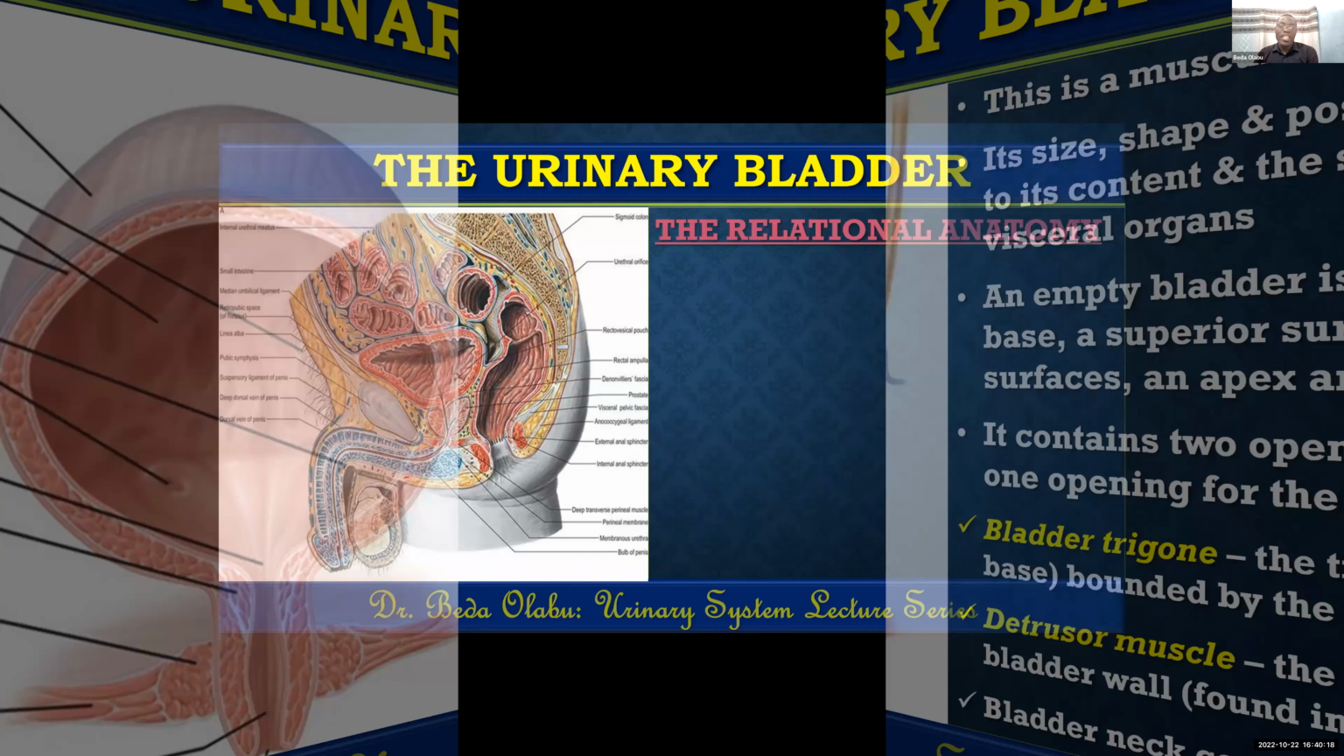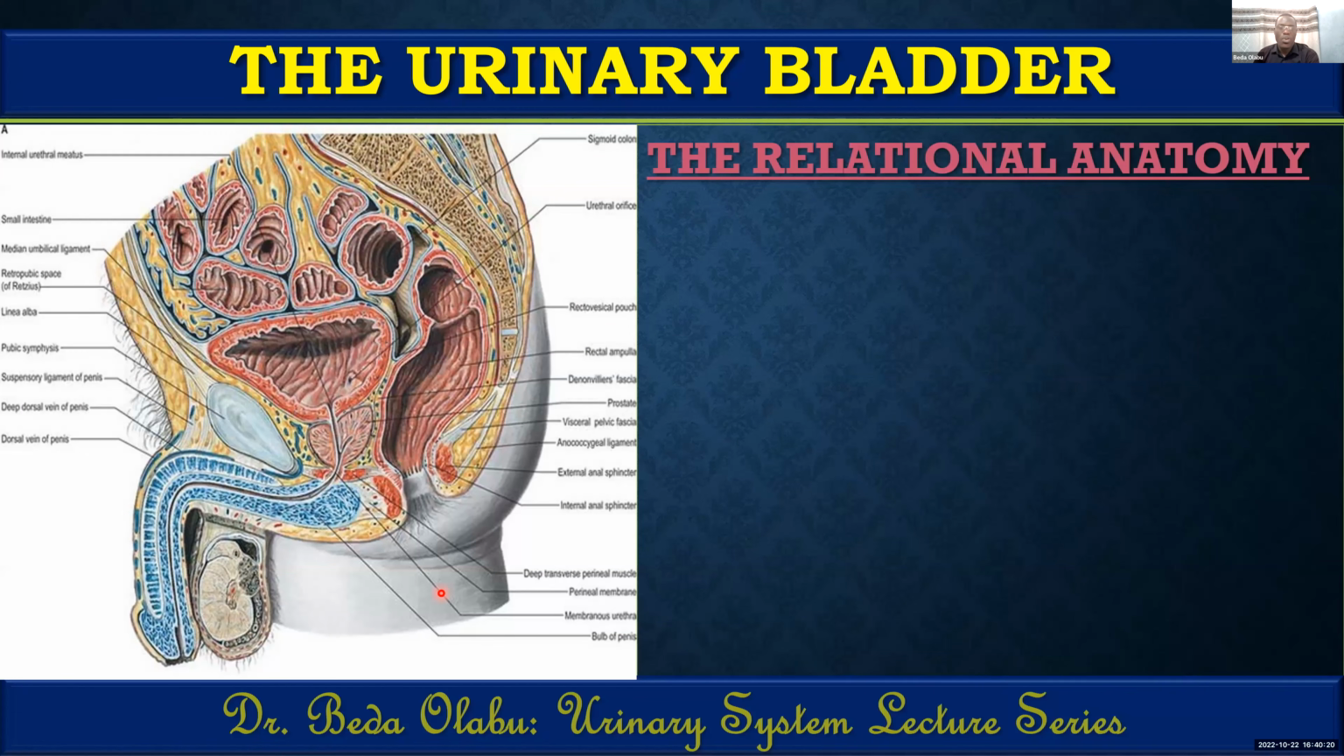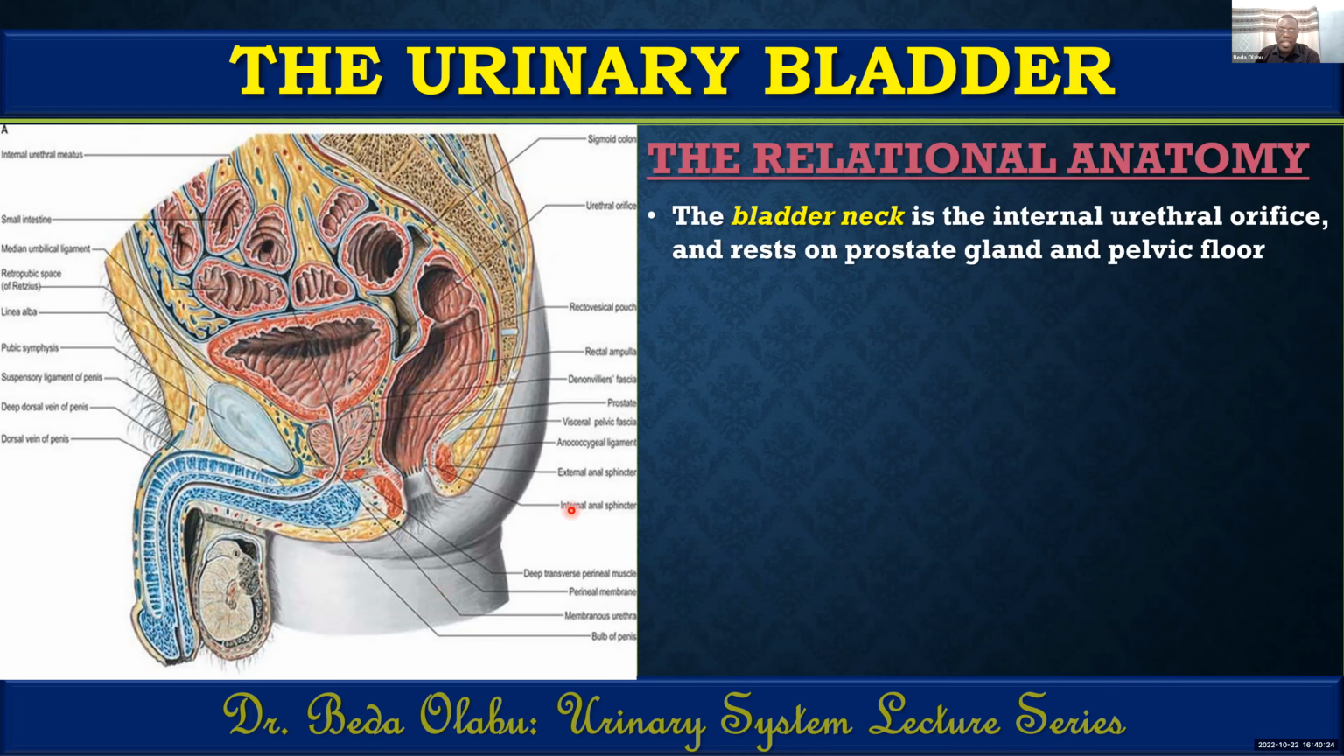Let's talk about the relational anatomy of the urinary bladder. We can start with the neck of the urinary bladder. The bladder neck is the one down. This bladder neck usually rests on the pelvic floor in females, but in males, it will be pointing at the prostate gland.